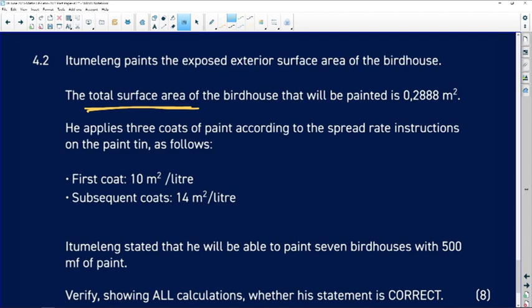He applies 3 coats of paint according to the spread rate instructions on the paint. So the first coat is 10 meters square per liter and the subsequent coats are 14 meters square per liter. So that's my known to unknown.